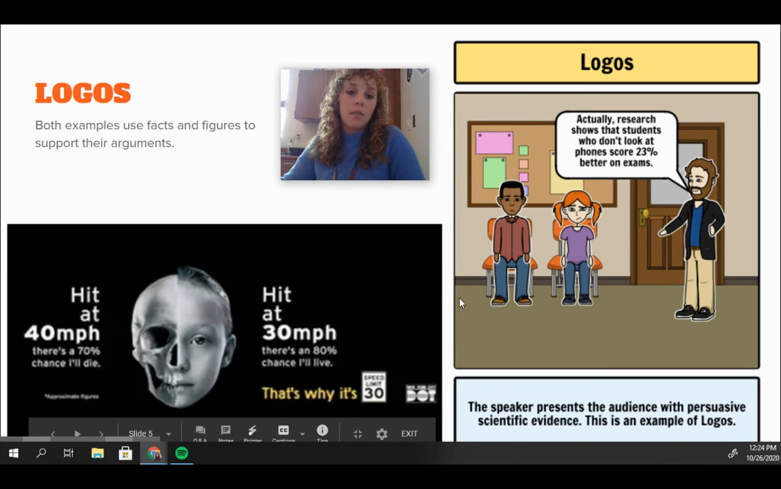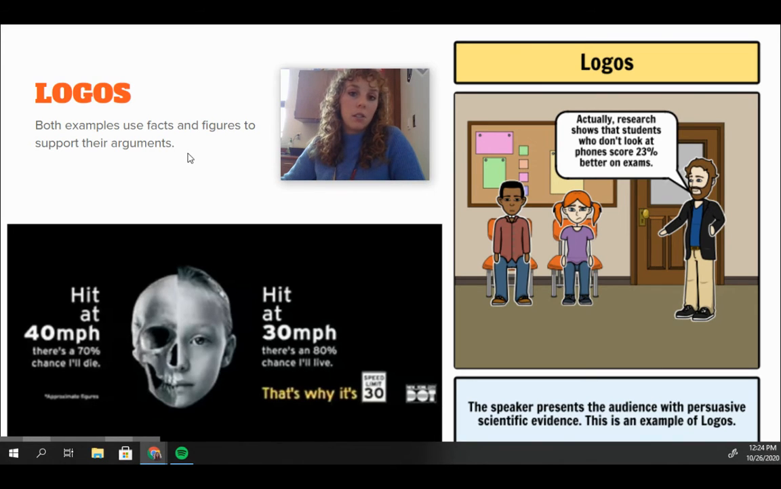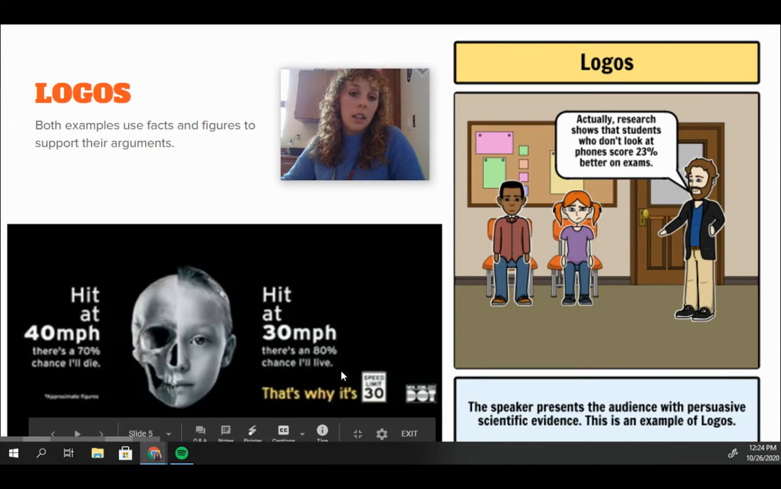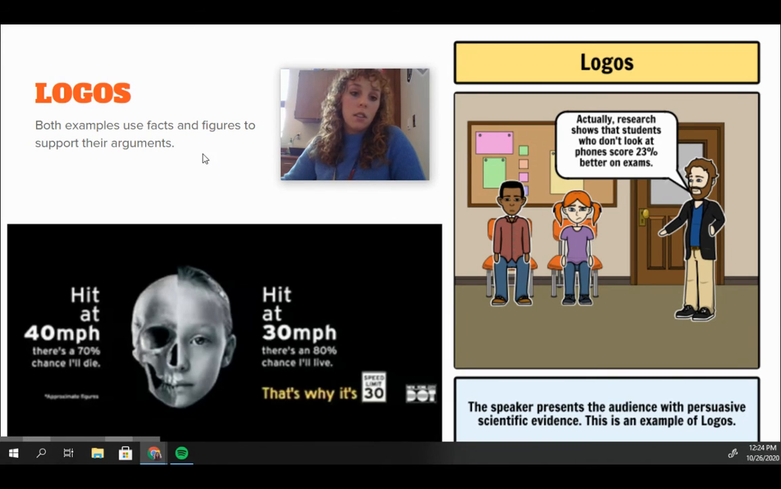And down at this advertisement, it's definitely got some pathos with the skull and then the child's face, but it's also got the stats. So hit at 40 miles per hour, there's a 70% chance I'll die. And hit at 30 miles per hour, there's an 80% chance I'll live. That's why it's 30. So they're reinforcing, hey, you should not speed through 30 mile per hour zones, because if you hit a kid, you're probably going to kill him.